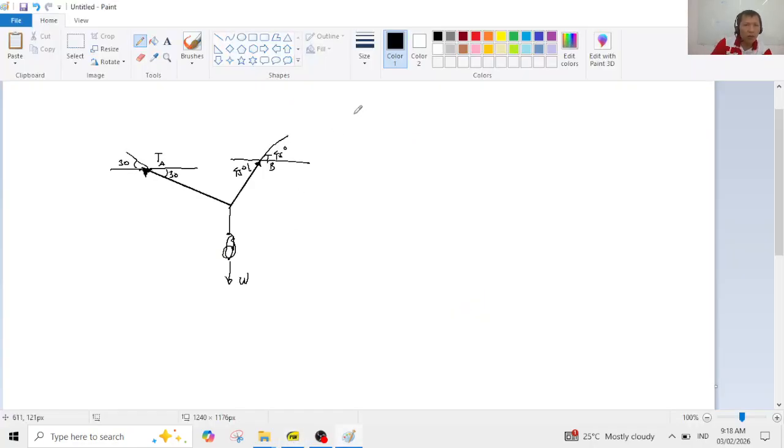Okay, so we take summations of Fx and Fy. Summations of Fx is equal to 0. It involves only TA versus TB. So TB is positive, going to the right, and you have cosine 45. TB cosine 45. And going to the left, that is TA cosine 30.